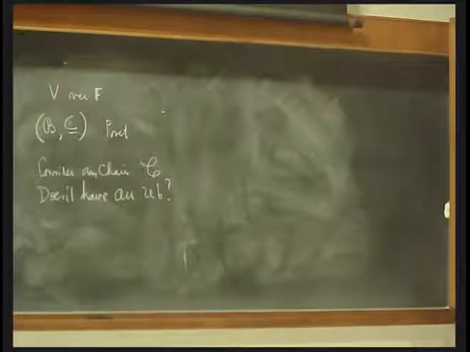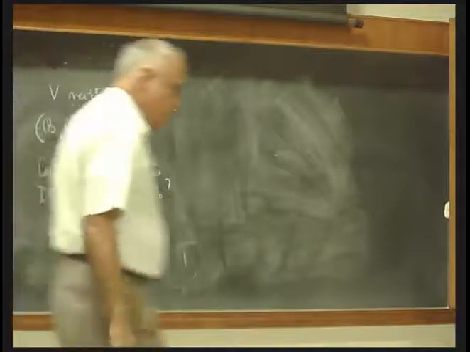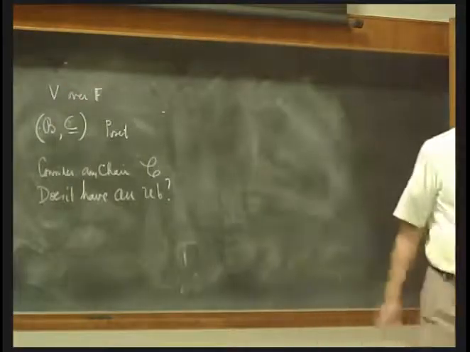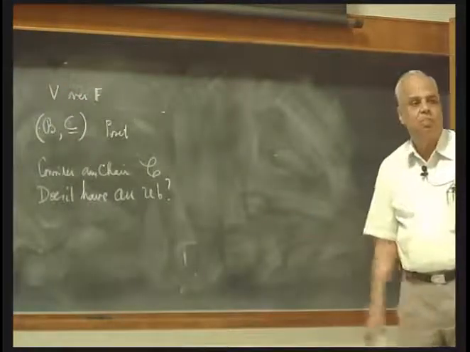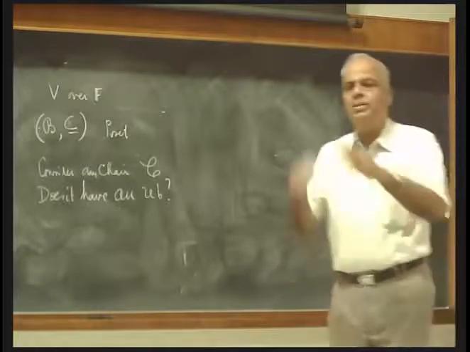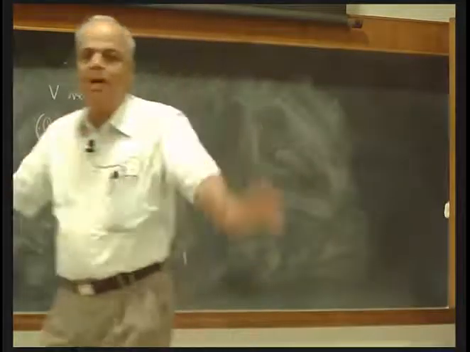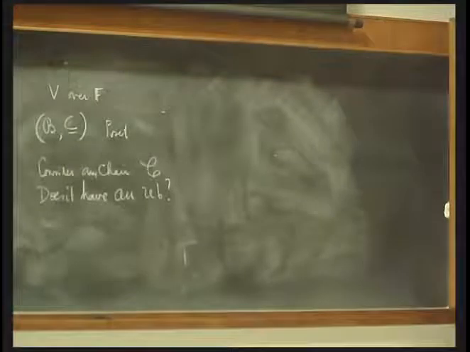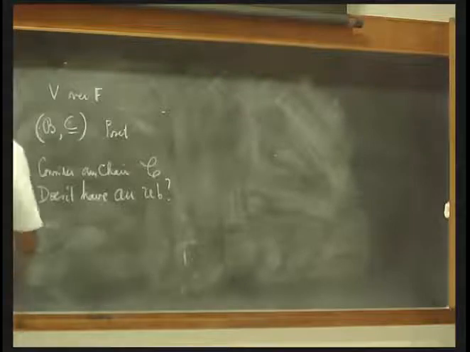So I have to show that if you take any chain, it has an upper bound. What is your guess for the upper bound? Some set which must be bigger than all of them. The easiest way to get a set which is bigger than all of them is to take the union. But when I take the union, I must make sure it is also in the poset. That means the union is also linearly independent. Prove that.